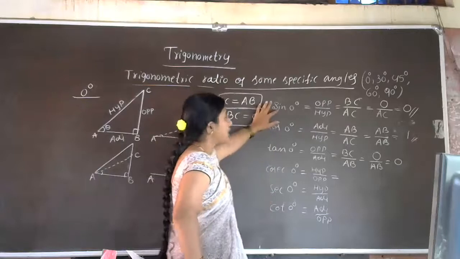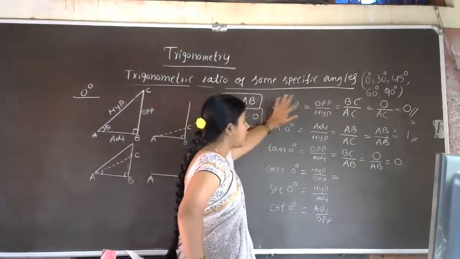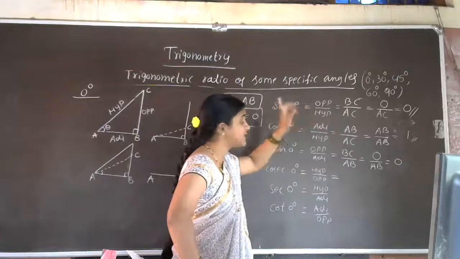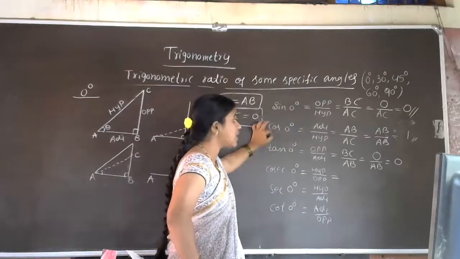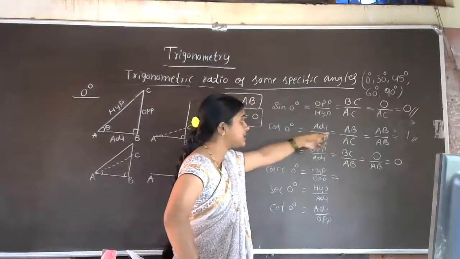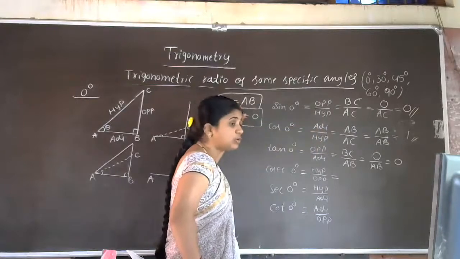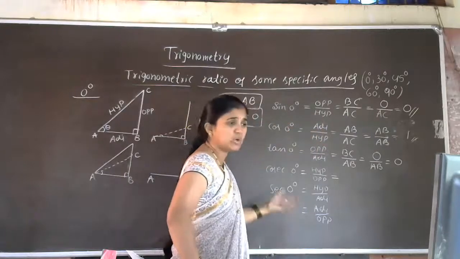So you have got the idea of sine 0 degree now. Opposite by hypotenuse, that is 0 by AC. 0 by anything is 0. That's why sine 0 is 0. Next, cos 0, that is adjacent by hypotenuse, so AB by AC. We got the result that AC is equal to AB. That's why AB by AB is equal to 1.